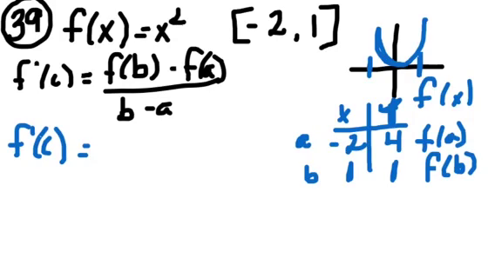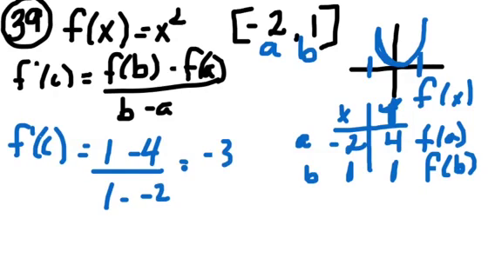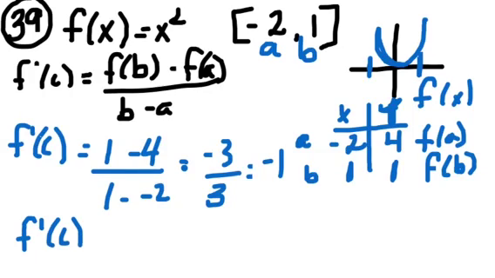You're just saying it's the difference of the y's over the difference of the x's, just like when you were in Algebra 1 and you were learning all this. So f of b is 1, and f of a is 4, and then b was 1, a was -2. So 1 minus 4 is -3, over 1 minus -2, which is 3. That's -1. So my average rate of change is -1.